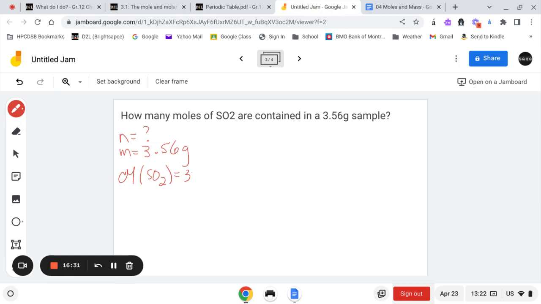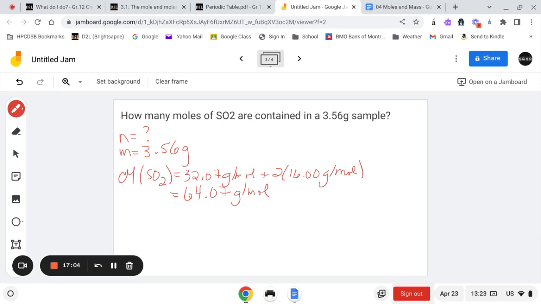So we're going to take 32.07 grams per mole, and we're going to add on 2 times 16 grams per mole, and we're going to come up with that molar mass of SO2. Okay, so again, they are not going to give that to you. They know that you can calculate that yourself. And the molar mass is 64.07 grams per mole.